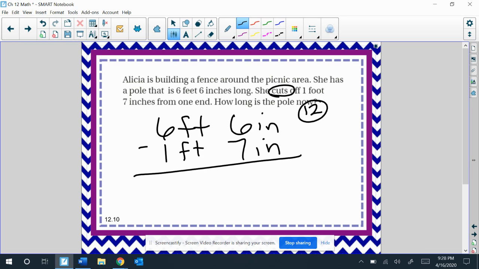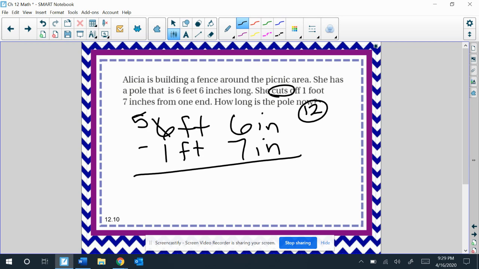All right, I'm going to show you how to solve for a subtraction one. Well, first thing we're going to start with is our inches. 7 and 6. Well, 6 is less than 7. I can't subtract that without going and regrouping. So I'm going to take 1 whole foot away from 6. 6 subtract 1 is 5.